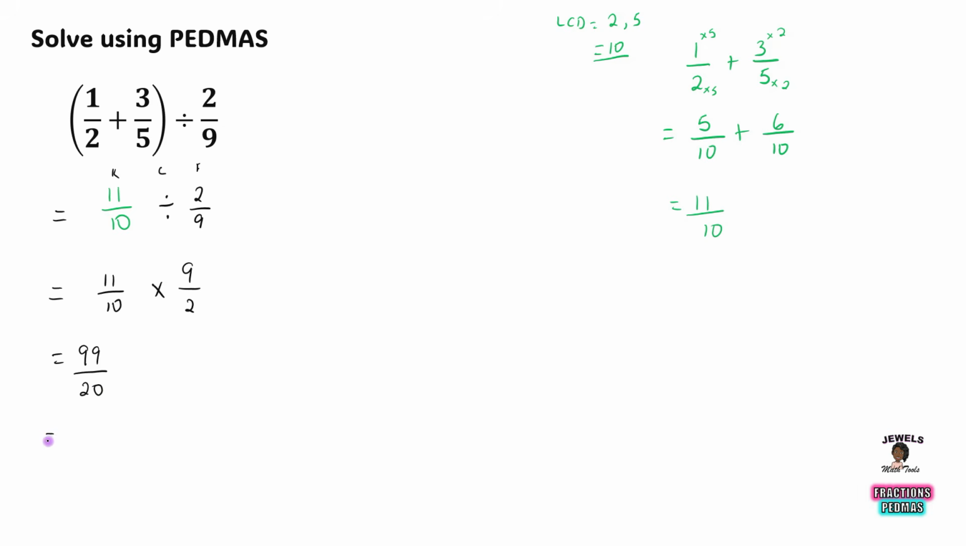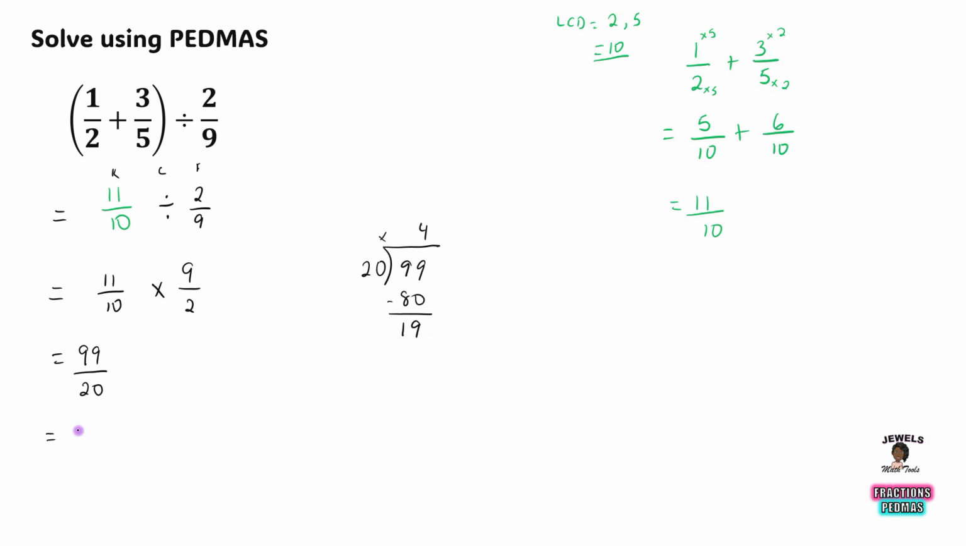And of course, we are not going to leave our fraction in this form. We do have to change it from an improper fraction into a mixed fraction, so that we will have our answer in its simplest form. So 20 divides into 99 4 times. 4 times 20 will equal 80. And when 99 subtracts 80, we have the difference of 19.